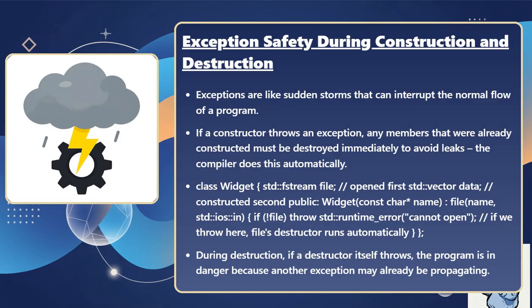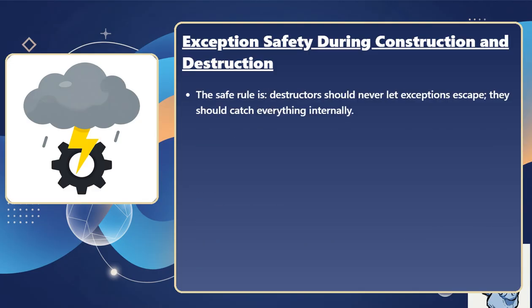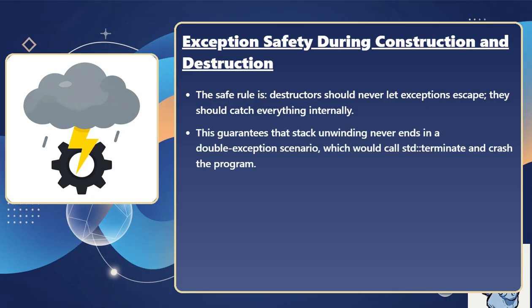During destruction, if a destructor itself throws, the program is in danger because another exception may already be propagating. The safe rule is: destructors should never let exceptions escape. They should catch everything internally. This guarantees that stack unwinding never ends in a double exception scenario, which would call std::terminate and crash the program.